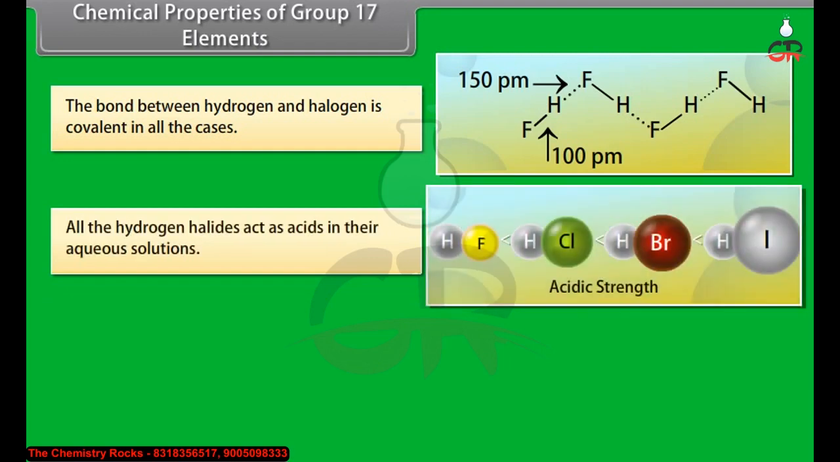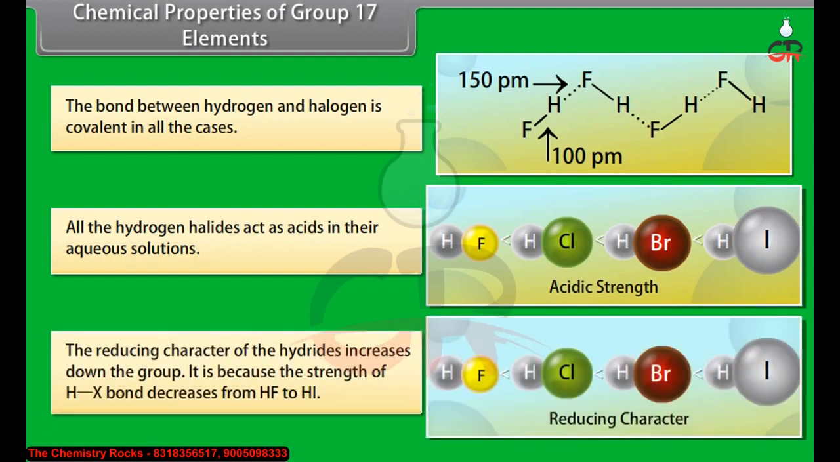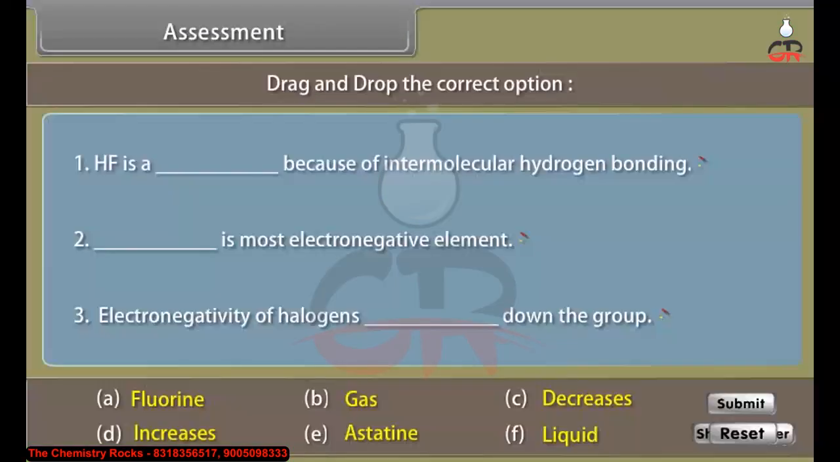All the hydrogen halides act as acids in their aqueous solutions. All the halogen acids ionize to give H+ ion and halide ion X-. The reducing character of the hydrides increases down the group. It is because the strength of the HX bond decreases from HF to HI.